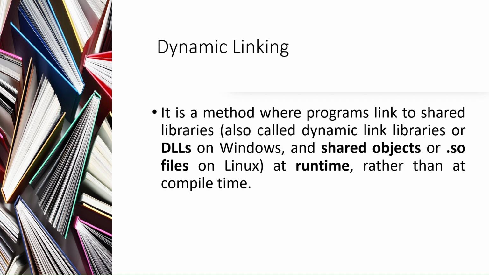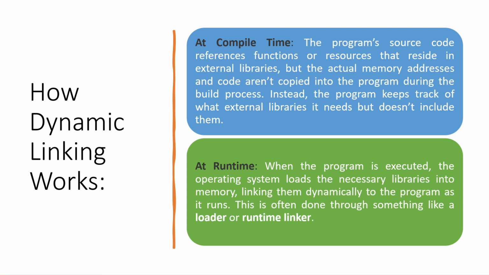Next is dynamic linking. It is a method where a program is linked to shared libraries at runtime rather than at compile time. For example, DLLs on Windows and shared objects, or .so files, on Linux are examples of dynamic link libraries.